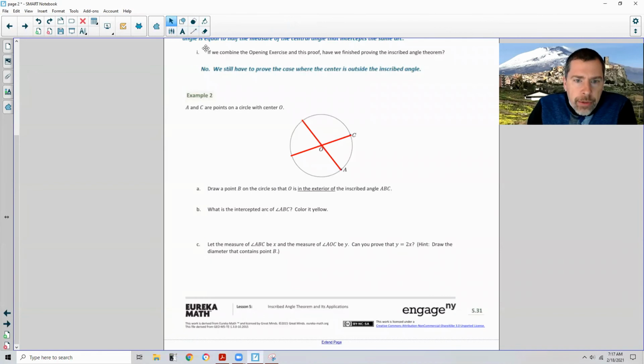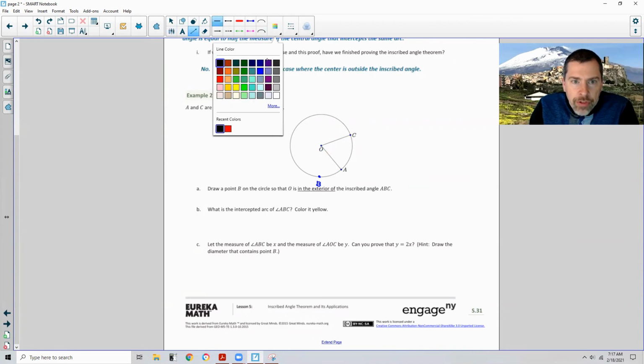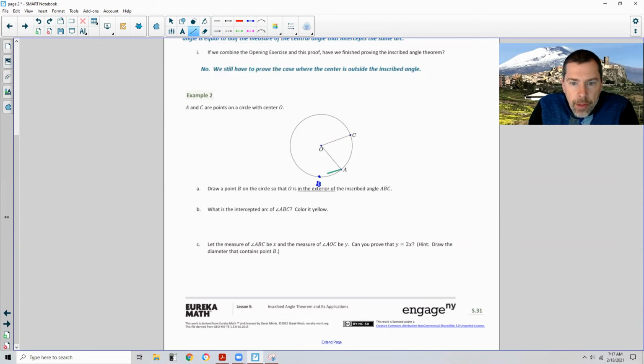Okay, so let's get these out of the way. It doesn't matter where we do it, but I will put the point down here. So let's put B right here. Draw point B on the circle so that O is in the exterior of the inscribed angle ABC. So now if I draw an inscribed angle from that location, let's use green. A, B, C. Now you can see the interior of this angle is everything in here. O is obviously in the exterior. So O is in the exterior of ABC.